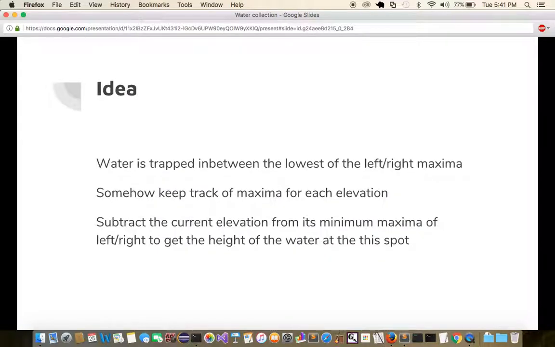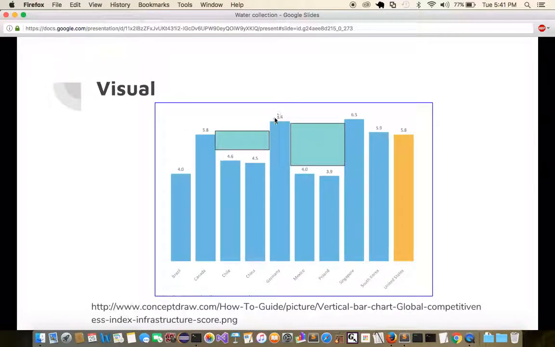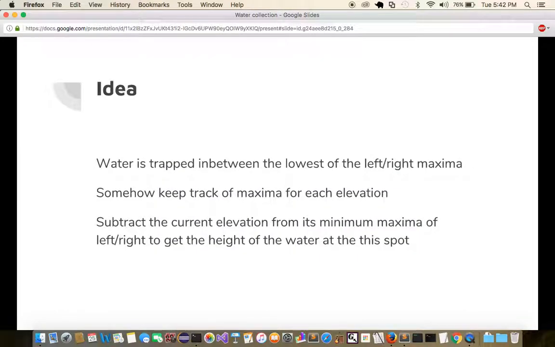Okay, so now that we've got a general idea of what it looks like, here's how we're going to figure it out. Notice how last time I mentioned we have maximas to the left and the right of the water here, a left maxima and then a right maxima. This is very important to keep note of because we're going to use maximas to trap all the water and count how much water has been collected.